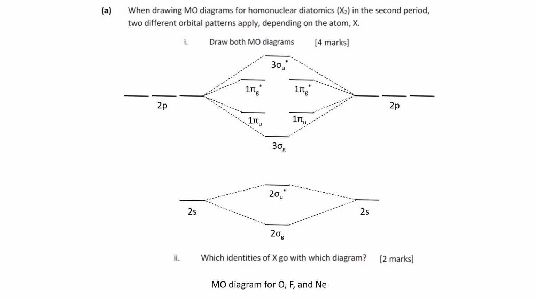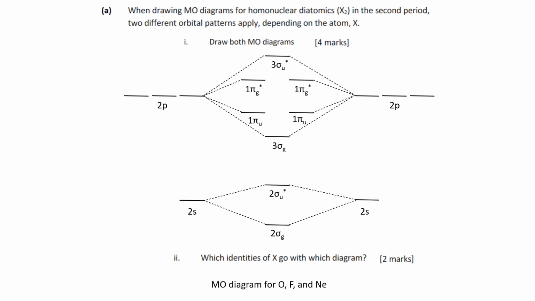The antibonding orbitals have higher energy levels than bonding orbitals. This is why the antibonding orbitals are higher than the bonding orbitals. Starting from the lowest energy levels and then increasing upwards, the 2s subshell contains the 2 sigma G bonding orbital and 2 sigma U antibonding orbital.